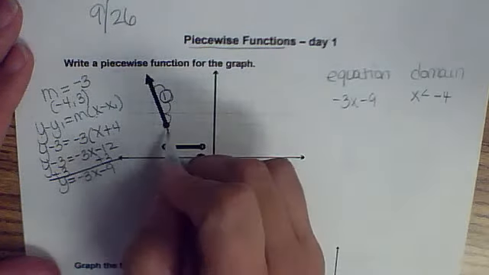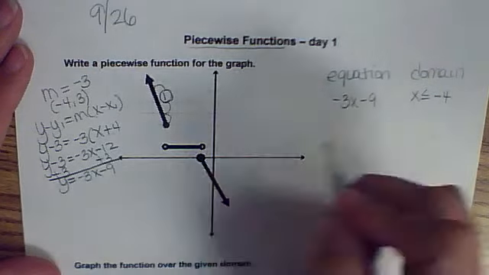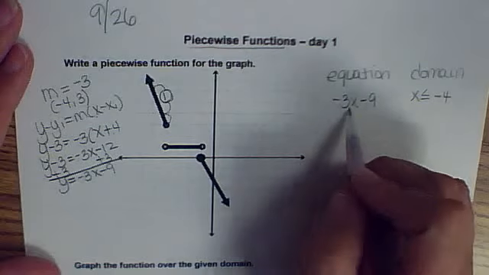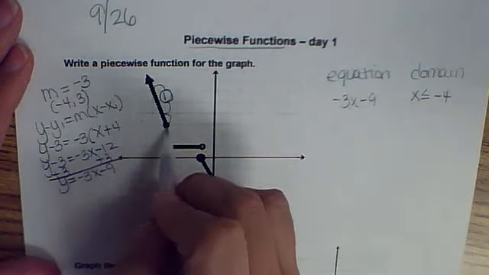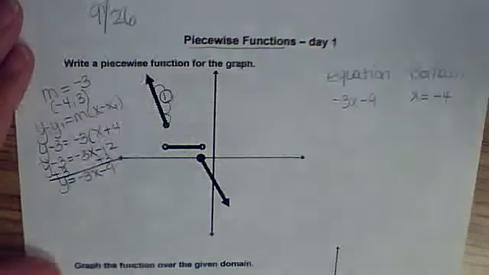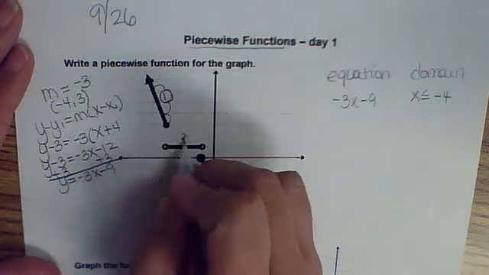Now we have to look at that endpoint. Is it equal to -4? Yes, because it's a closed circle. So the equation of that line is -3x minus 9, and it's for the x's that are less than or equal to -4. So that's just that section. Then we look at the next piece.